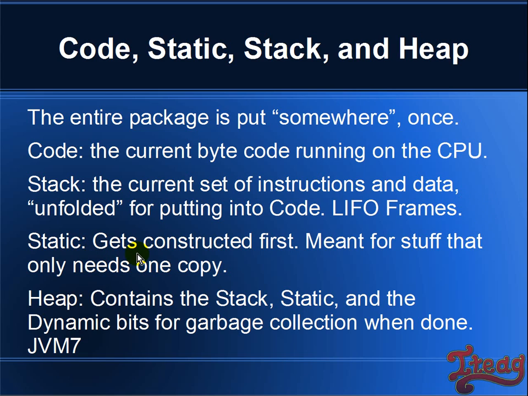Static, okay, this gets constructed first, all right? Anything that's marked static gets put into static. And for classes, the data values like x and y for a two-dimensional point, if that's shared between all the classes and there only needs to be one, then boom, that gets put in static. And that's done before the code runs, actually. And this is meant for stuff that only needs one copy.